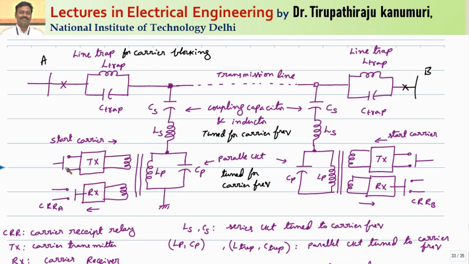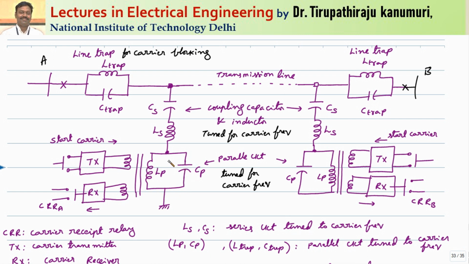Now coming to the coupling of this carrier signal. It has two parts: one is the carrier signal transmitter, and the second is the carrier signal receiver. Whenever the carrier signal is received, the relay that operates is called the carrier receipt relay. That relay operates whenever the signal is received and closes its contacts, and when these contacts are closed, the carrier signal will be injected into the second side. Here you can also see a parallel circuit.